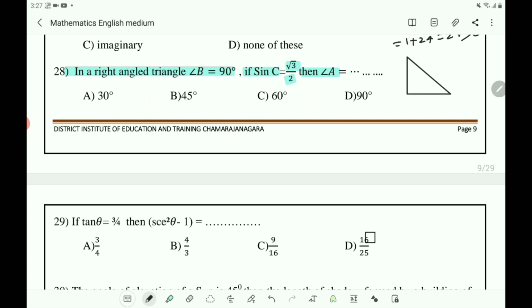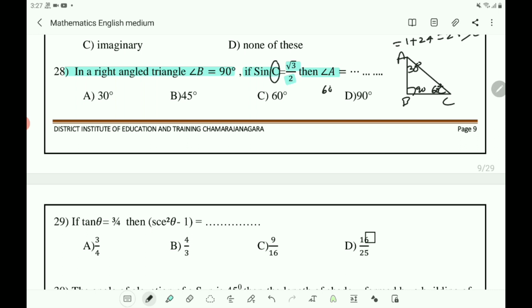Here it is, consider it is triangle ABC. Angle B is 90 degree and sin C is root 3 by 2. Sin how much is root 3 by 2? You know that sin 60 degree is root 3 by 2. So angle C must be 60 degree, and then angle A must be 30 degree.